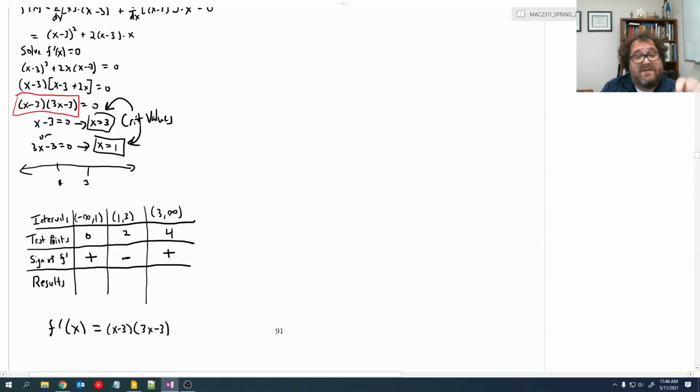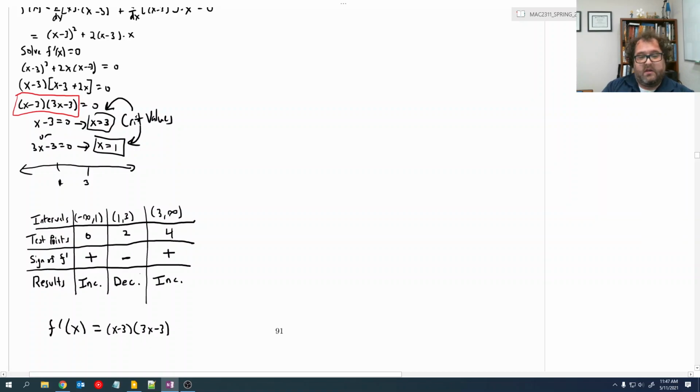Where the derivative is positive, the original function is increasing. So the derivative was positive on the intervals negative infinity to 1 and 3 to infinity. So we know the original function is increasing there. And the derivative was negative on the interval from 1 to 3. So we know the original function is decreasing.